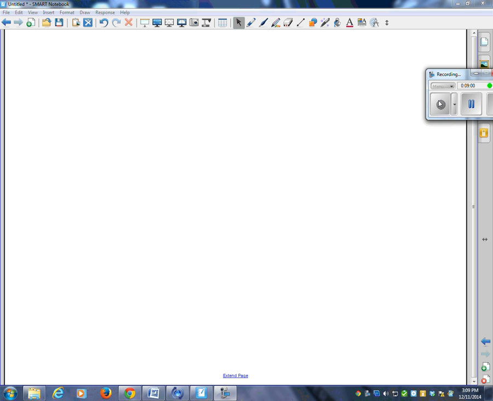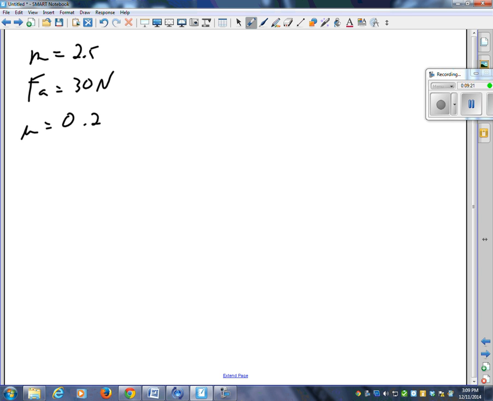A 2.5 kilogram crate. So our mass is 2.5 kilograms. It's pushed horizontally with a force of 30 newtons. So the applied force is 30 newtons. If the coefficient of friction is 0.2, calculate the acceleration of the crate. So mu equals 0.2, right? Okay, so let's draw a picture.